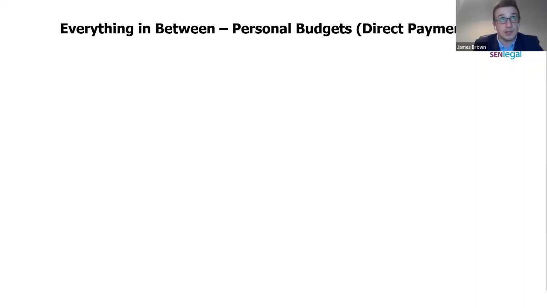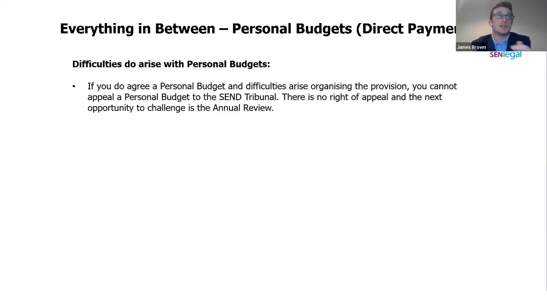What I would say is that difficulties do arise in relation to personal budgets, and the common difficulty that we do see as a practice is that if you do agree personal budgets and difficulty arises organising provision, you cannot appeal to the SEN Tribunal to have that personal budget sorted out. You don't have a right of appeal against the personal budget, and realistically your next opportunity to challenge would be an annual review, or you could look to call an emergency annual review, for example, but you don't have a specific right to appeal to the SEN Tribunal.